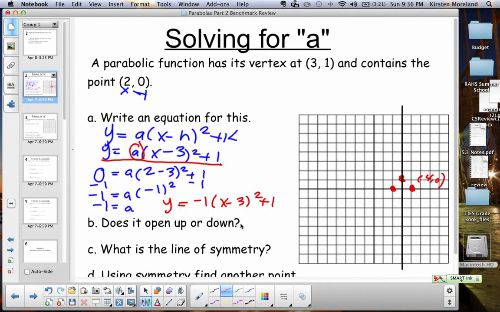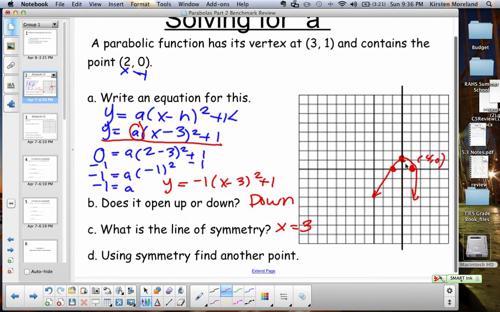So, does it open up or down? I can clearly see that this parabola is opening. Wow, that is just a horrific looking parabola, but it's opening down, in other words. What's the line of symmetry? Well, it's the x-coordinate of the vertex, which is just 3. And then use symmetry to name another point. Well, I just did that here. I reflected it across. That's the point (4, 0).